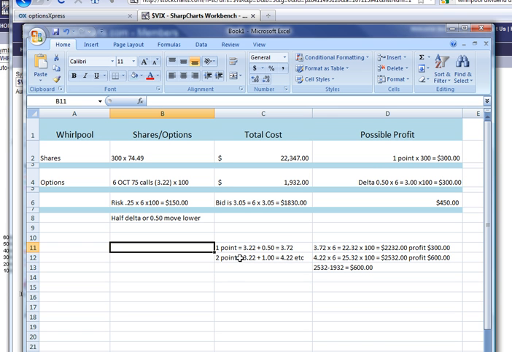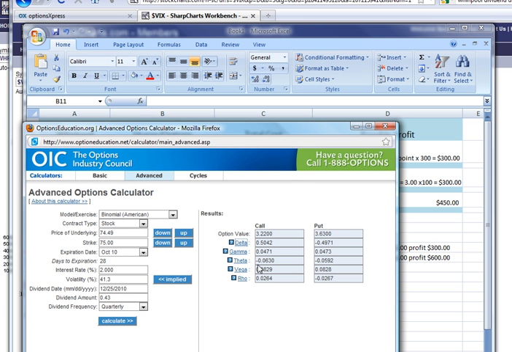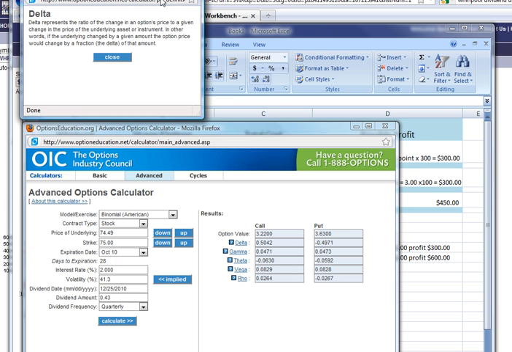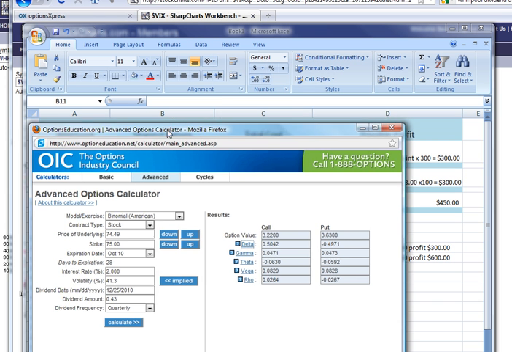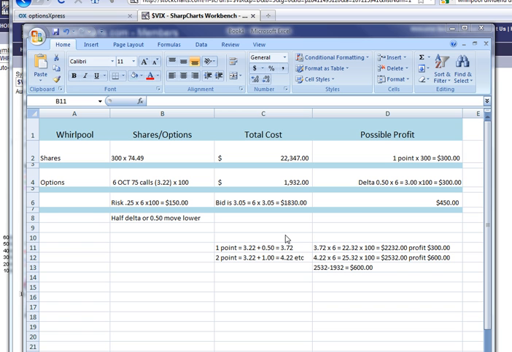Using delta again, for every 1 point move, a $3.22 entry would net me 50 cents, or $3.72, without considering any of the other Greeks: theta, the time decay, vega, rho, and gamma. Okay, you can look these up. There's a link to the meaning behind each on the calculator itself, so you can look at that. So for a 2 point move, same mathematics would give me a $600 profit.